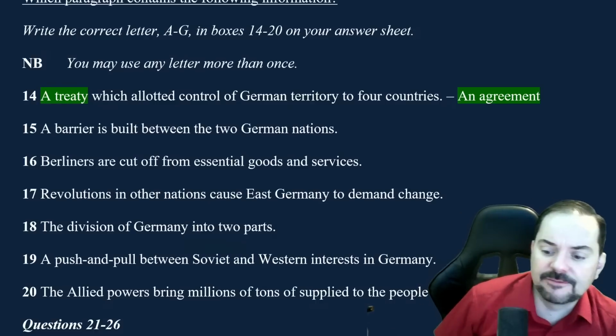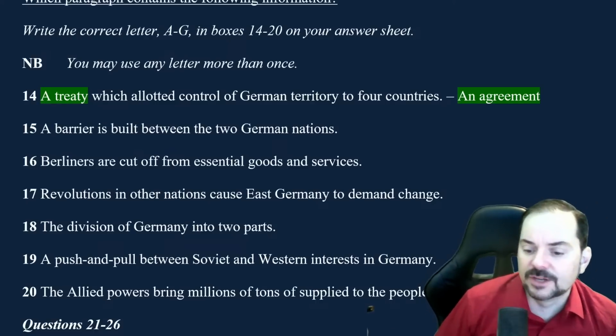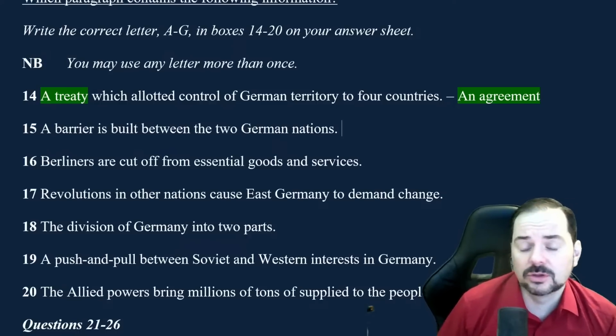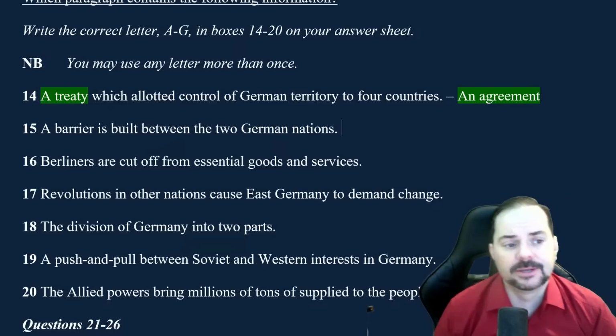AJ says, I forget what I read. I have memory like a goldfish. AJ, you need to visualize it, picture it, and you need to include yourself. We'll do that a little bit in just a moment.